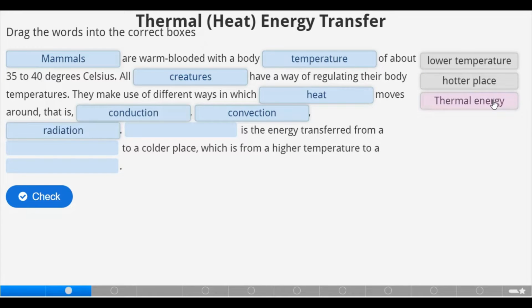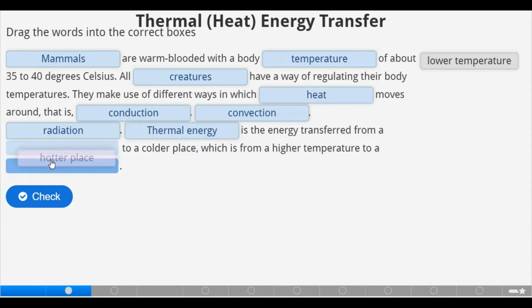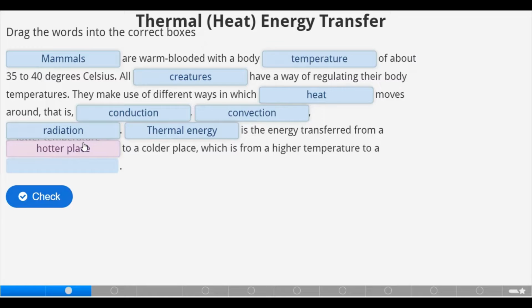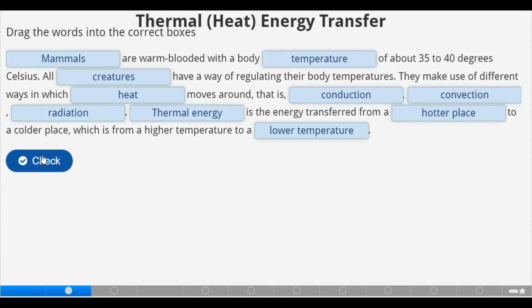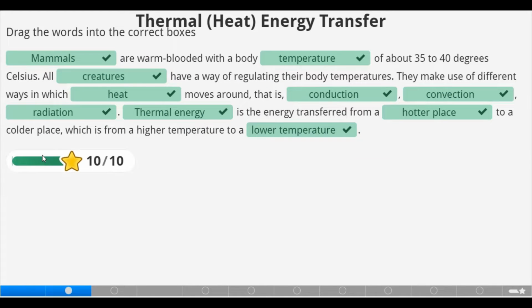Thermal energy is the energy transferred from a hotter place to a colder place, which is from a higher temperature to a lower temperature. So we check. That's correct.